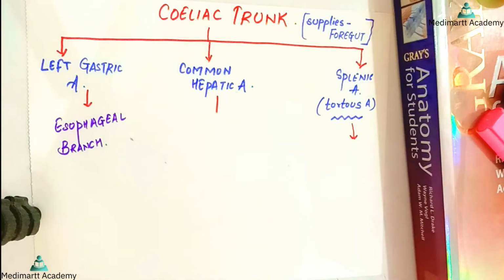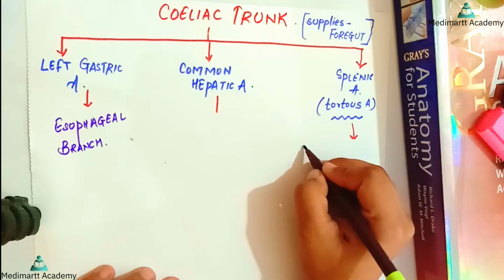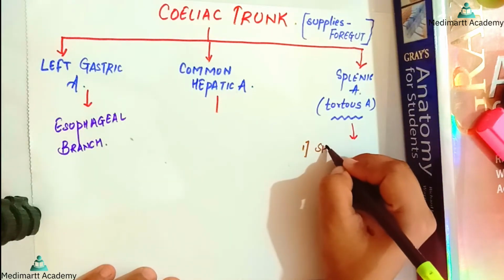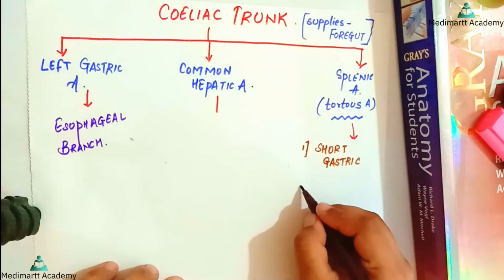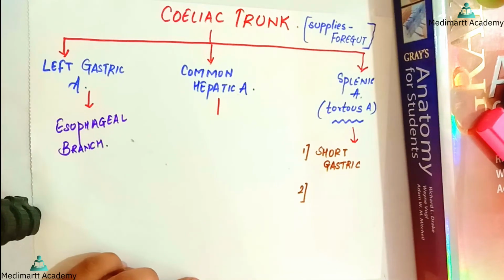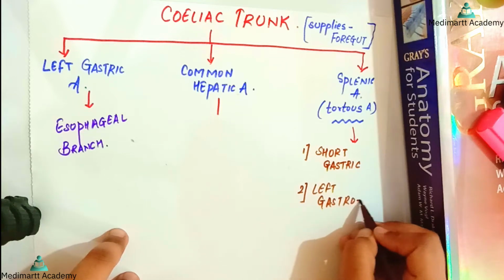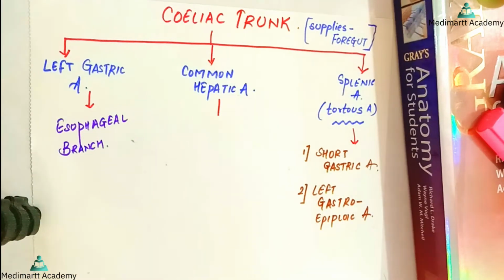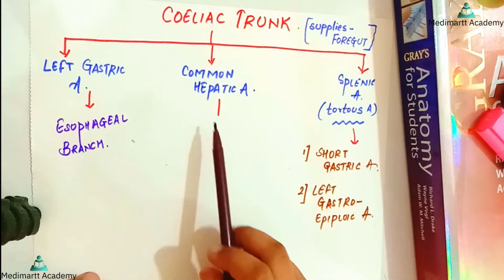Now the splenic artery. Although there are many branches, I will name just two. First is the short gastric artery, which supplies the stomach. When we study the arterial supply of the stomach, we will see it there, inshallah. The next is the left gastroepiploic artery. So these are the two: short gastric and left gastroepiploic arteries. There are other branches also, like the posterior gastric artery, which again supplies the stomach, and the dorsal pancreatic artery, but I'm not writing them here since these two are more important to keep in mind.